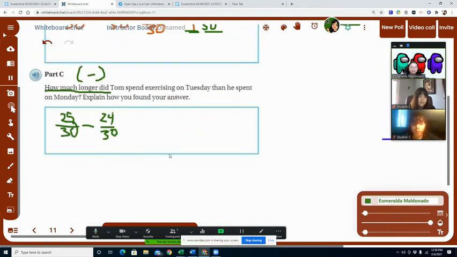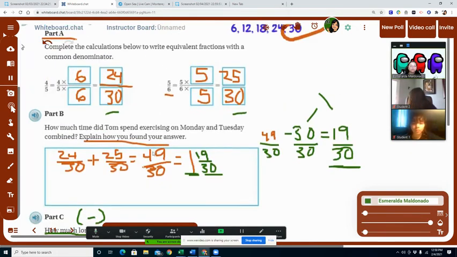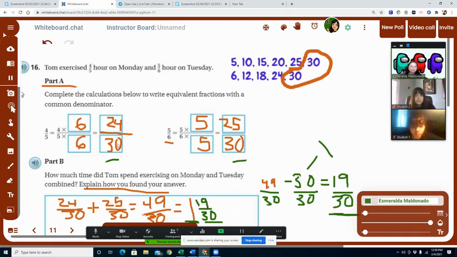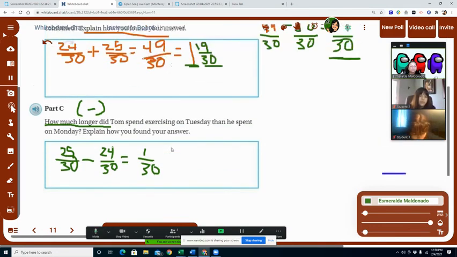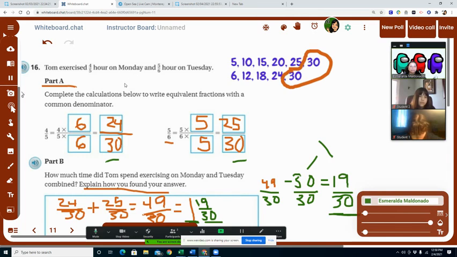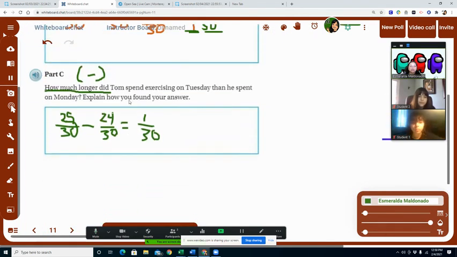So 25/30 minus 24/30. What is 25 minus 24? 1/30. Because it's already an equivalent fraction, it is easier to work with. So now we got our answer, the difference is 1/30. Let's see, Tom's Monday time is the 4/5, which is the 24/30. So that means Tom exercised 1/30 less on Monday than Tuesday. So he actually spent 1/30 more time on Tuesday.